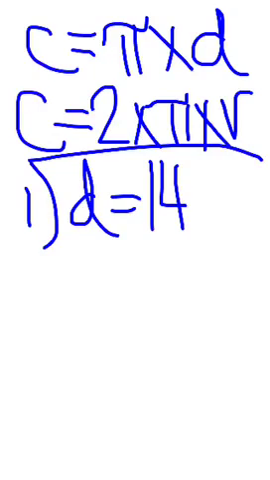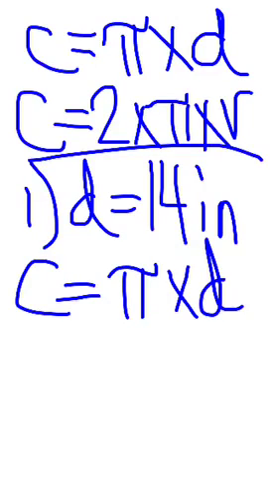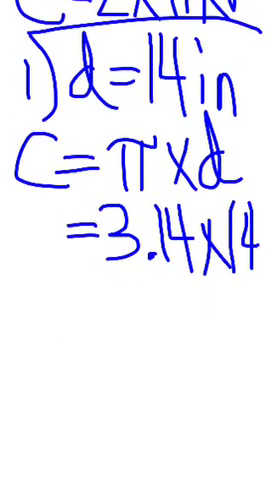We're given a diameter of 14 inches and we need to find the circumference. First step, choose the right formula. You would pick the first formula. Replace pi with 3.14, and in place of d, plug in your 14, and just multiply carefully.